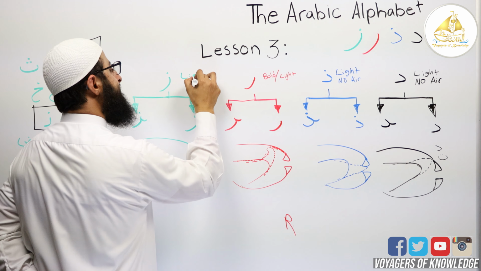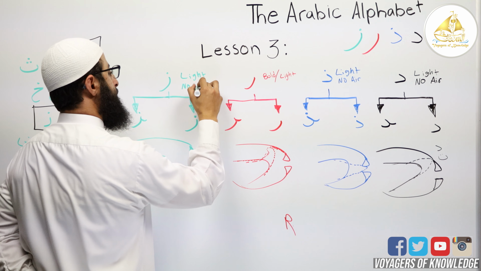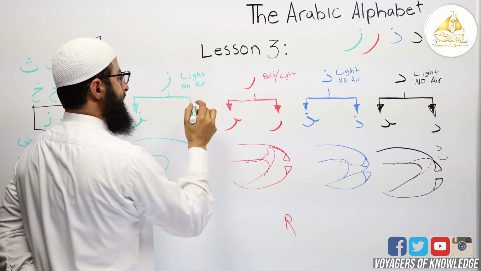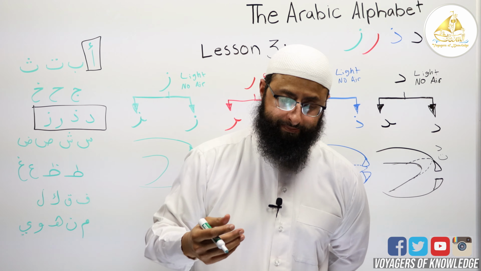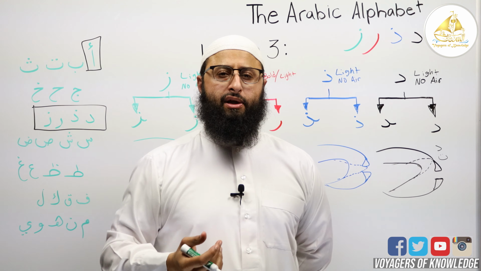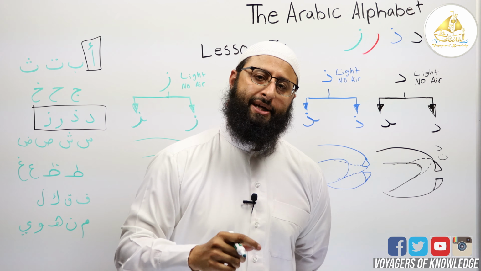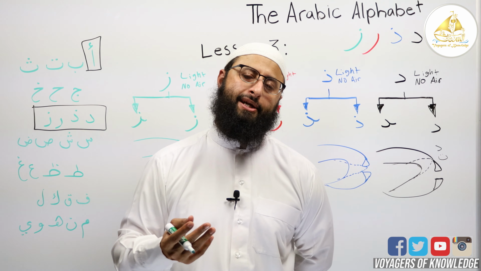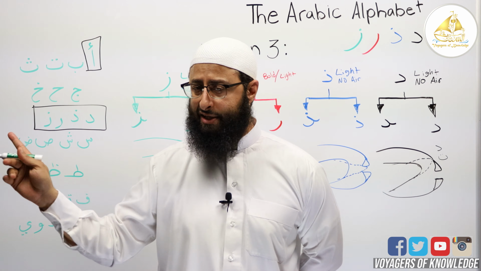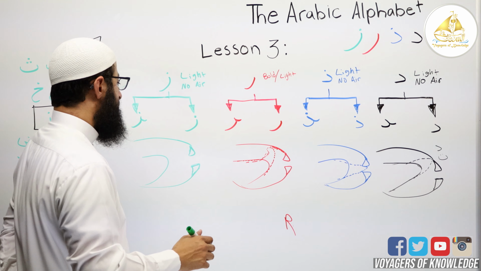This letter is also light, but this letter has no air, right? Why do we want it to be light? You don't want it to be bold, like za. Keep it light. And no air, because if you add air to your za, it will become a sin and it becomes sa. And we haven't taken that letter. We'll get there when we get to that letter.